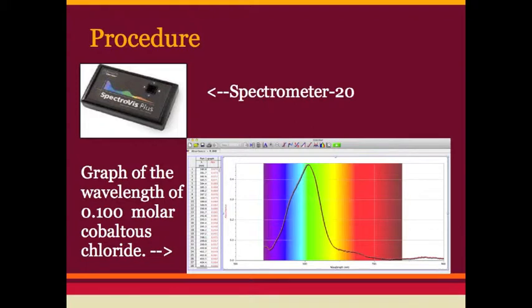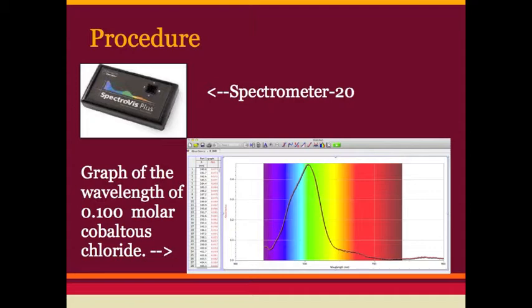Here is the procedure for this experiment. First, find the wavelength of light with the best absorbance. Make exactly 100 milliliters of 0.100 molar cobaltous chloride solution by combining 2.38 grams cobaltous chloride with 100 milliliters of water. After making the solution, fill a cuvette with water and run it through the Spectronic 20. This is a blank to warm up the machine.